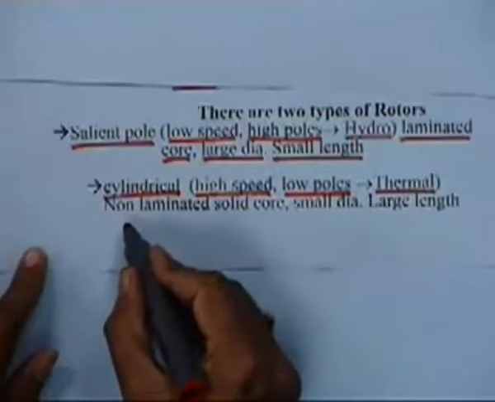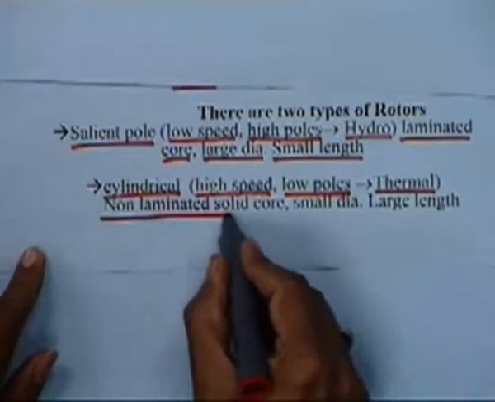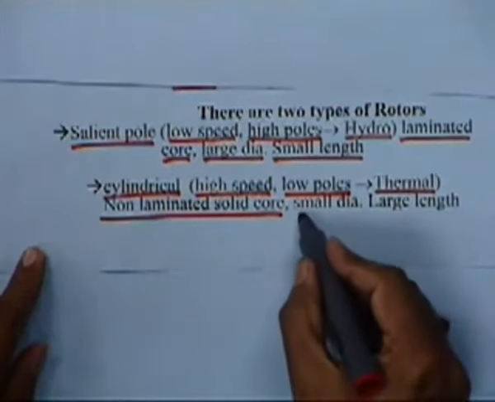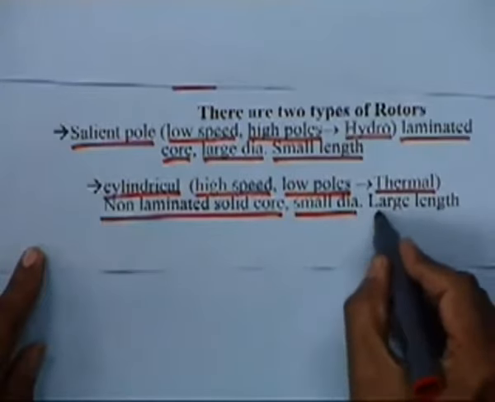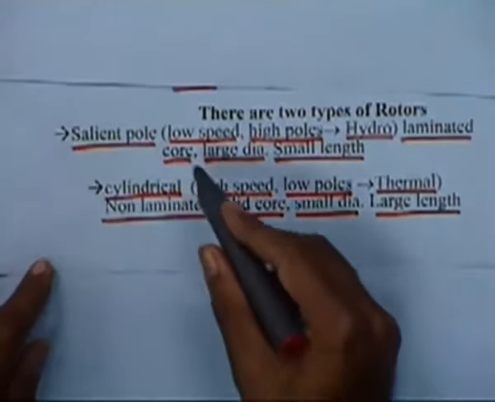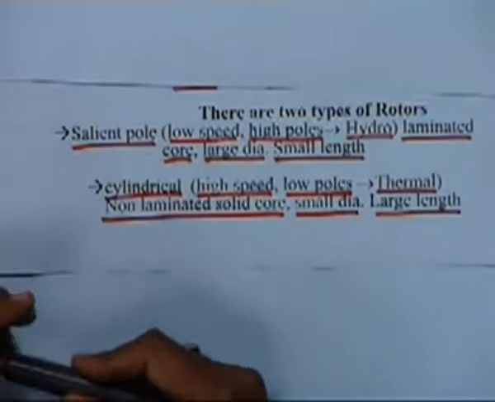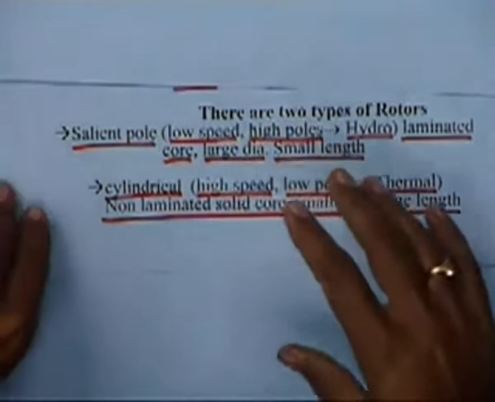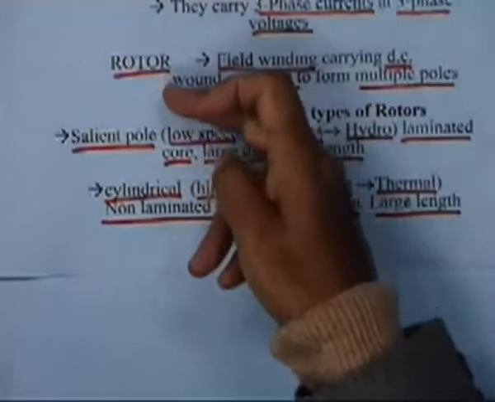And these cylindrical rotors are non-laminated solid cores. They are not laminated cores, they are solid cores, and they generally have a small diameter and a large length. So there is a contrast between salient pole and cylindrical rotor machines. Okay. So these are now the basic construction of stator and rotor.